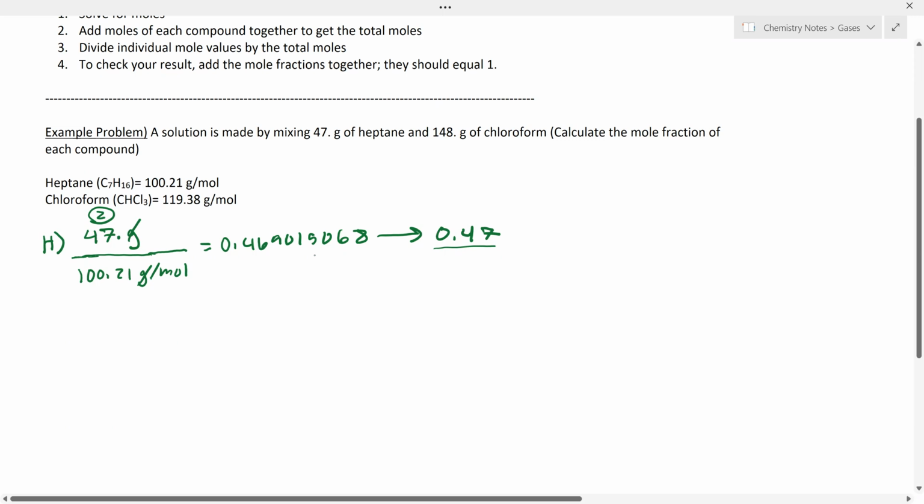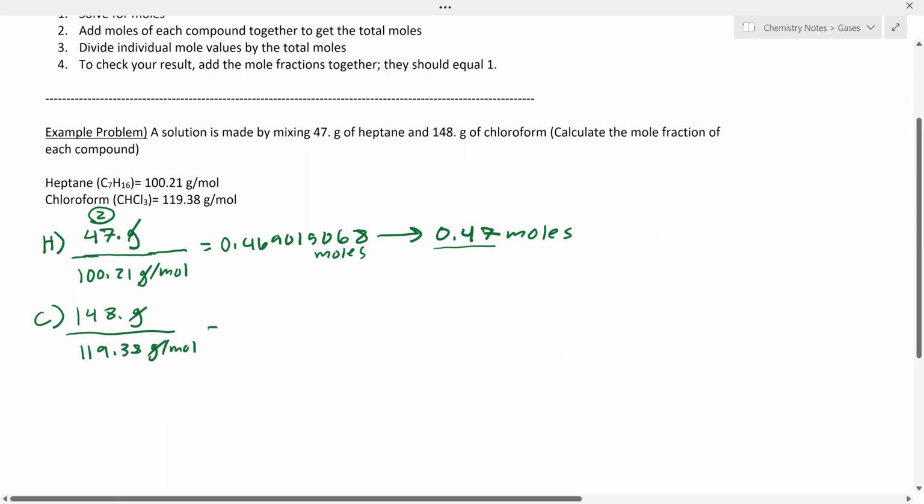Okay, so now we found moles of heptane. Oh yeah, remember to add your units. I usually do it at the end, but you gotta get in the habit of doing it during. So do C for chloroform. Similar thing, we just do 148 divided by that molar mass that I found earlier.